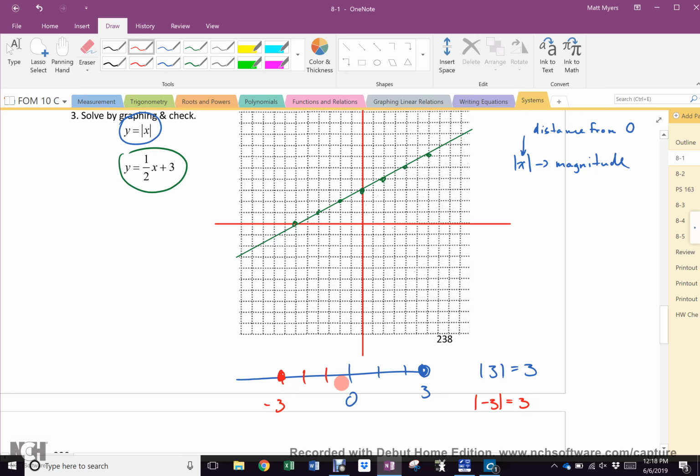There's 0, right? Where would you put positive 3? 1, 2, 3. Agreed? Yeah. How far is 3 from 0? 3. So the absolute value of 3 equals 3 because it's 3 steps away from 0. No direction. Now, if I go this way, where is that? How far is it away from 0? 3. So the absolute value of negative 3 is still 3 because it's 3 steps away from 0.